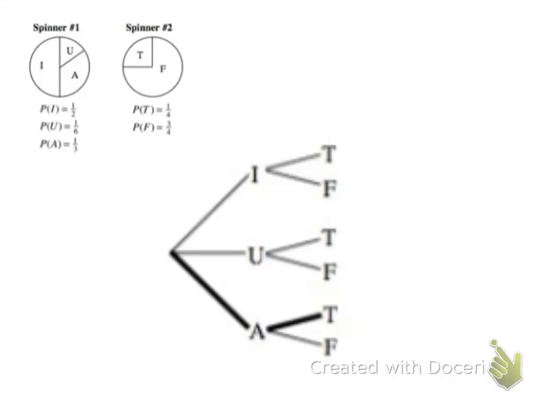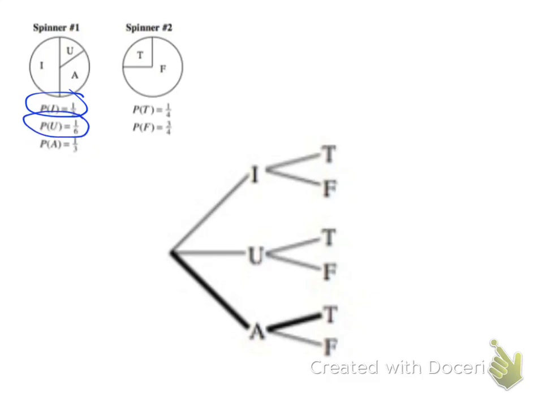If we're taking a look at this spinner problem here, we have these two spinners up top, and what we want to do is make a tree model from that tree diagram. So we have our spinner 1, and these three options right here are representing our first spinner. As you can see, we have I is 1/2, U is 1/6, and A is 1/3.